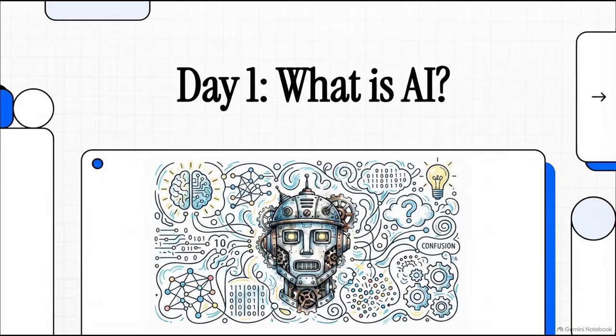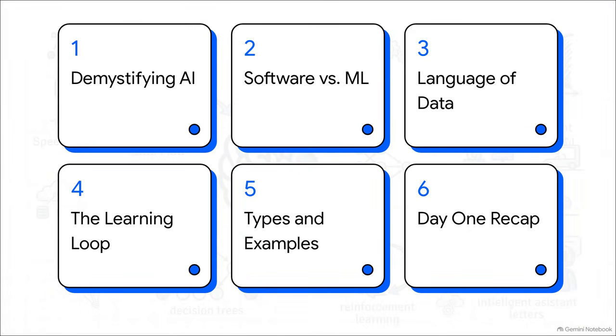Let's get into it. Here's our roadmap for today. We'll hit 6 quick steps: demystifying artificial intelligence, software versus machine learning, the language of data, the learning loop, types and examples, and then we'll wrap it up with the Day 1 recap.